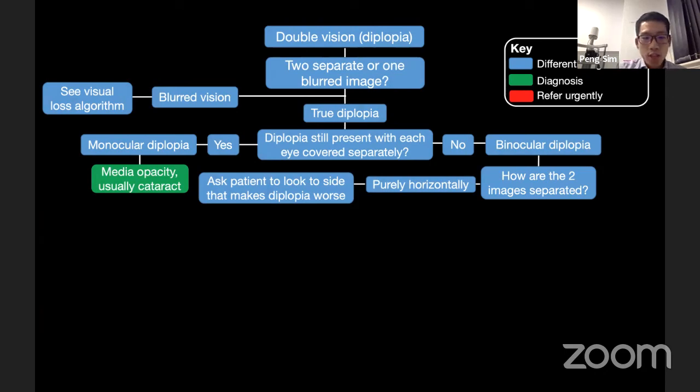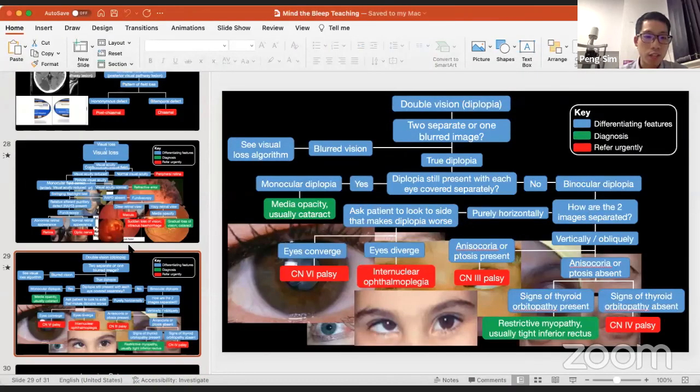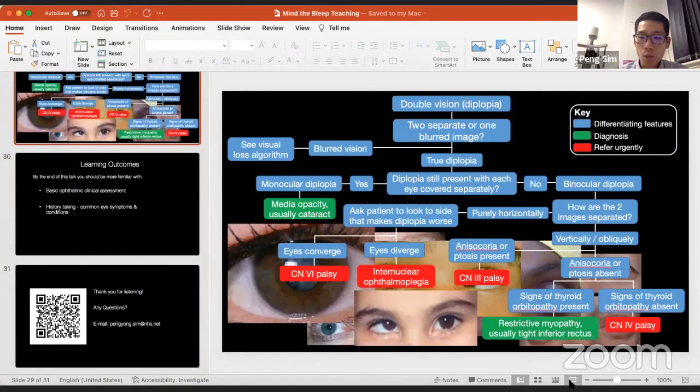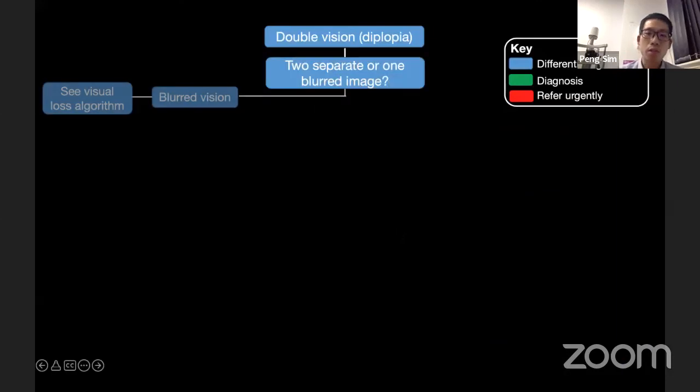Just before I show you the two conditions, can anyone guess, in the chat, what conditions can give you horizontal diplopia?